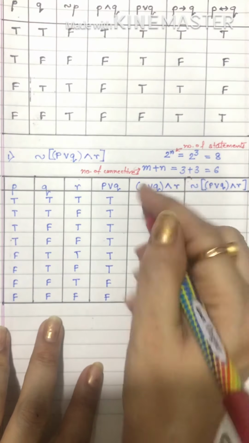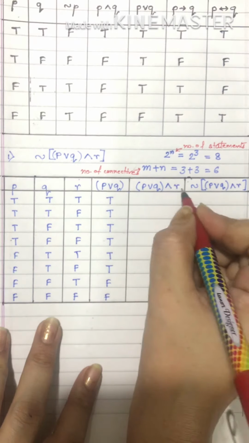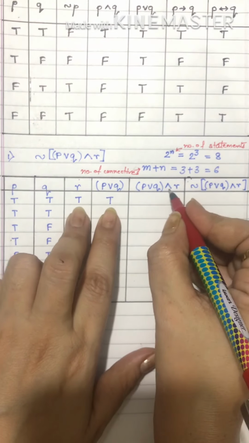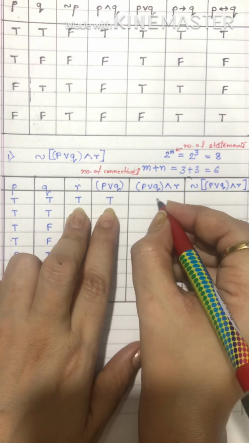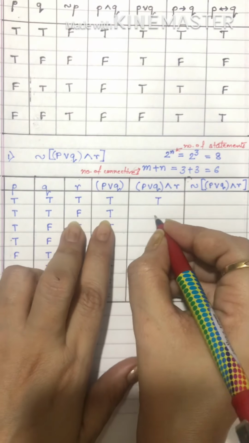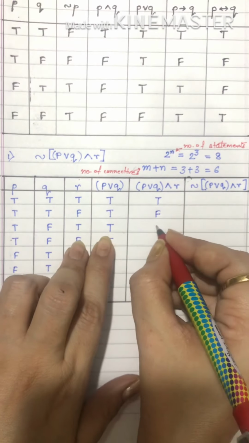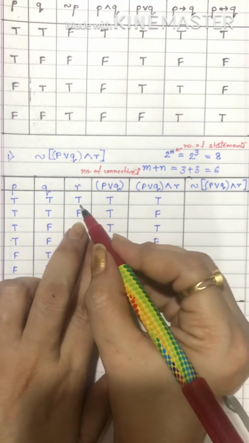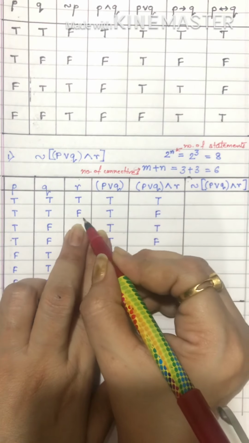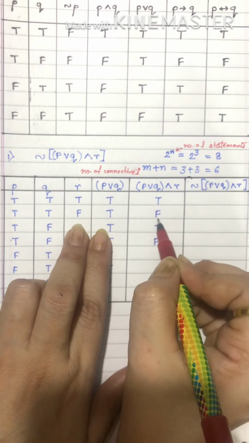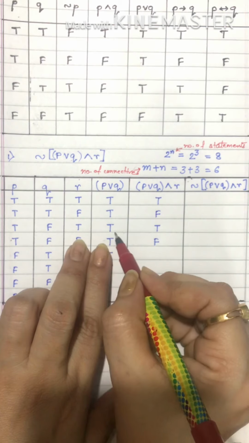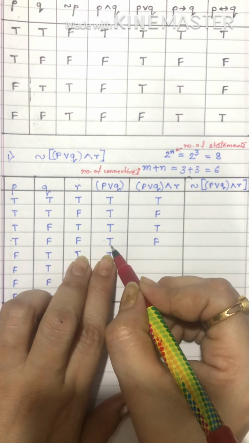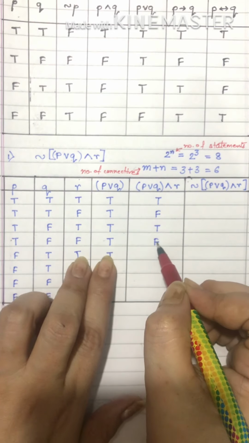The next one is (P or Q) and R. So you have to check like this. Fine. And multiplication operator, 1 into 1, 1. So we get here T, F, T, F. You're understanding how I'm getting the result. See, 1 into 1, 1, so true. 0 into 1, 0, so false. 1 into 1, 1, so true. 0 into 1, 0, so I get false.